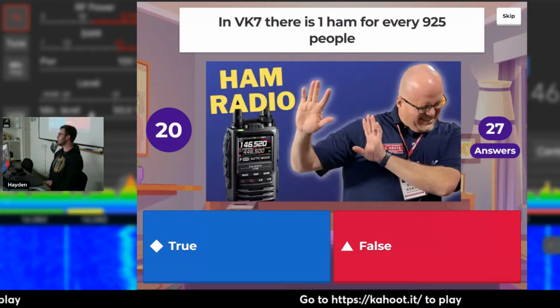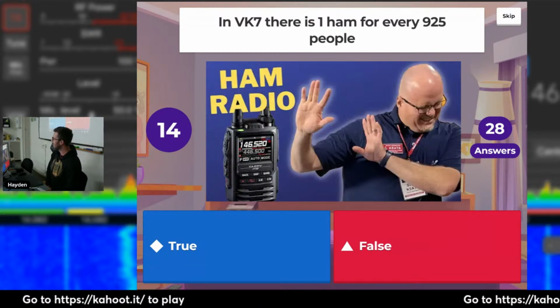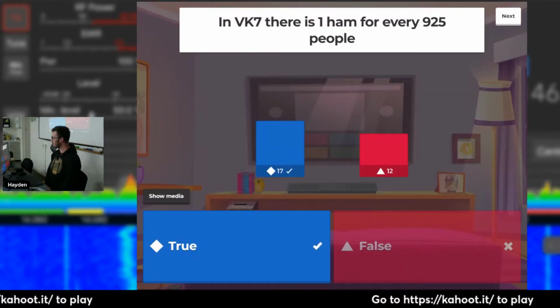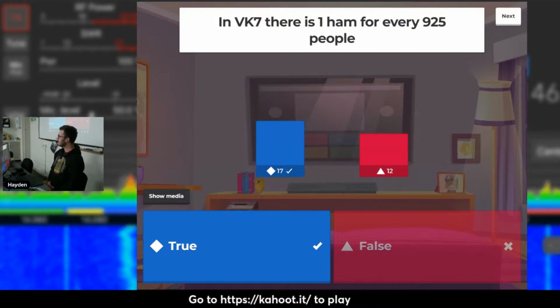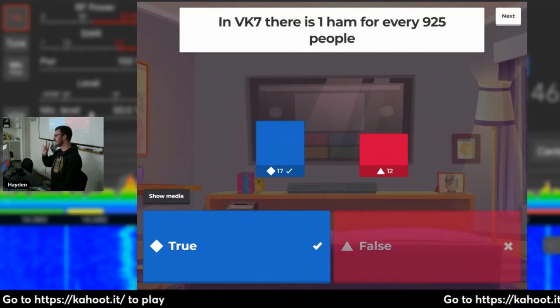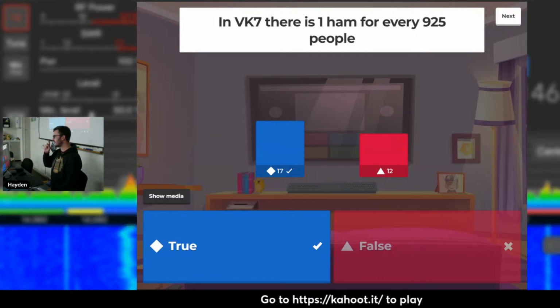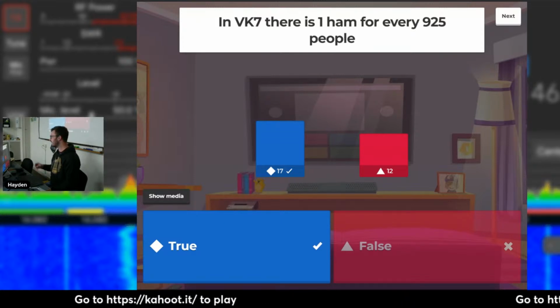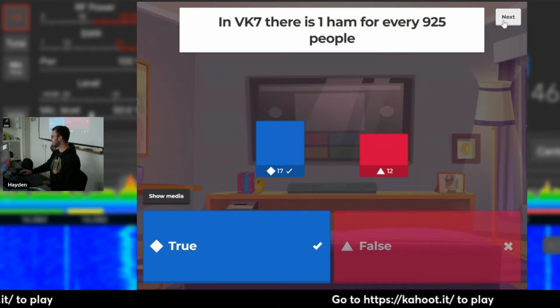In VK7, there is 1 ham for every 925 people. True. It is true. And interesting fact, VK7 is second for ham to population. VK1 is number 1. And we have double or just under double the average of Australia. So well done.